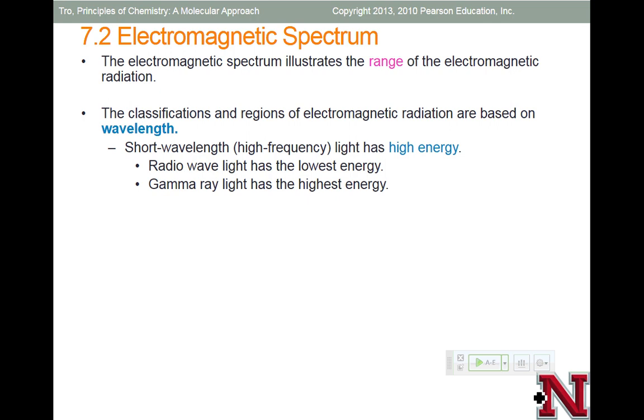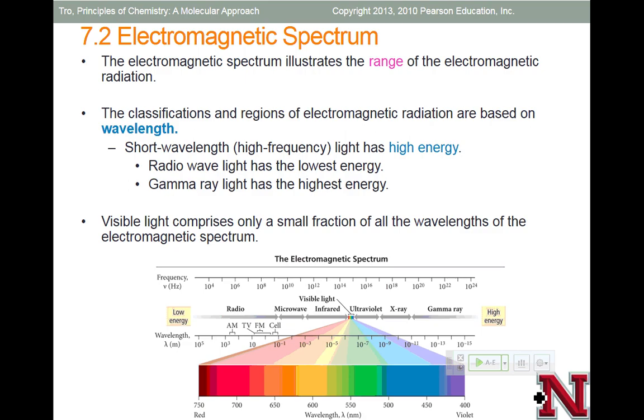So what we're typically looking at in that high energy range are radio waves and gamma rays. Radio waves have the lowest energy and gamma have the highest. So we have a range there. Now the only part we see, what we call visible light, is a very small part of light. It's just this little bit. But we actually use a lot of these other types of electromagnetic radiation every day.